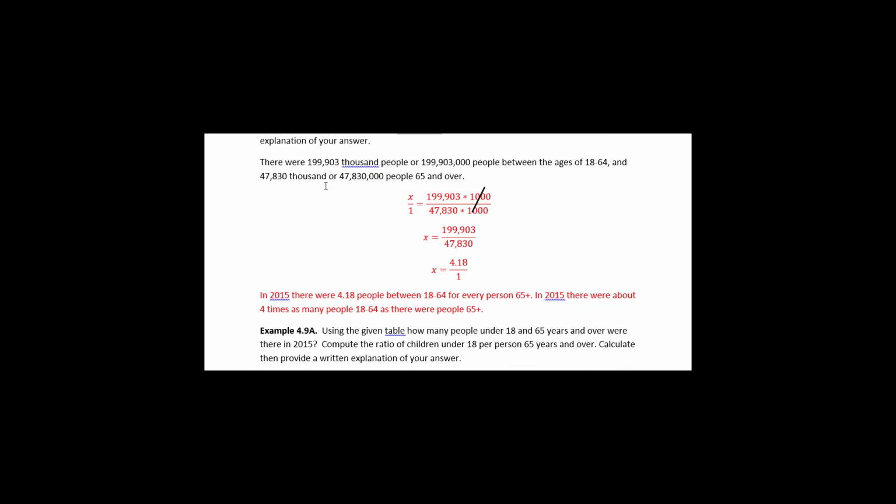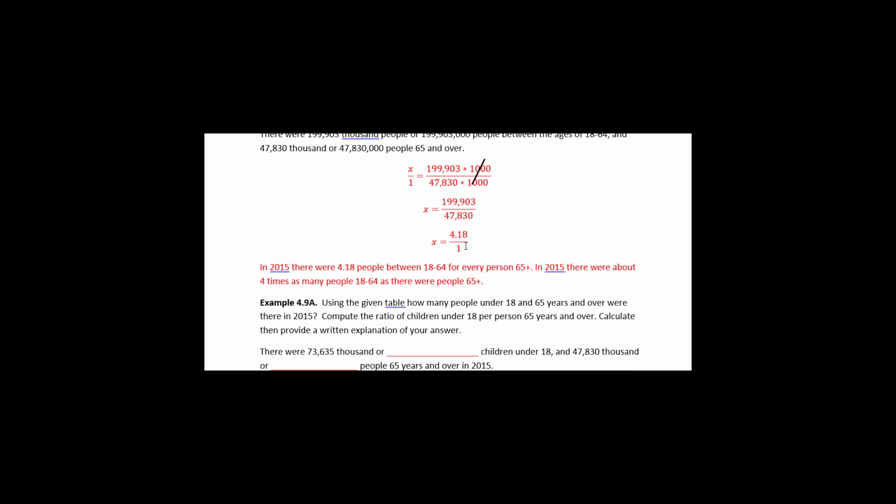So if you go back up to the table, there's that many people between those ages, and that many over 65. So you really can just cancel. They're both thousands, so they cancel. This is the number of people 18 to 64. This is the number of people 65 and over. Now, I don't need to set up a proportion because I'm doing per one. I'm just going to divide these two numbers, and you get that.